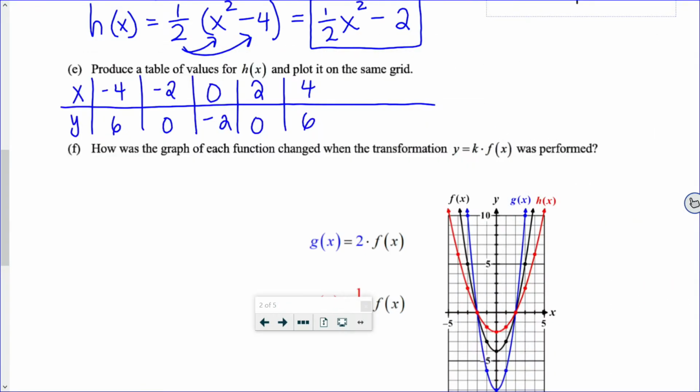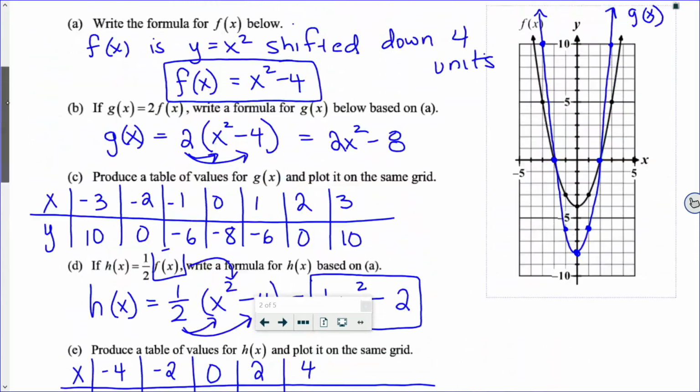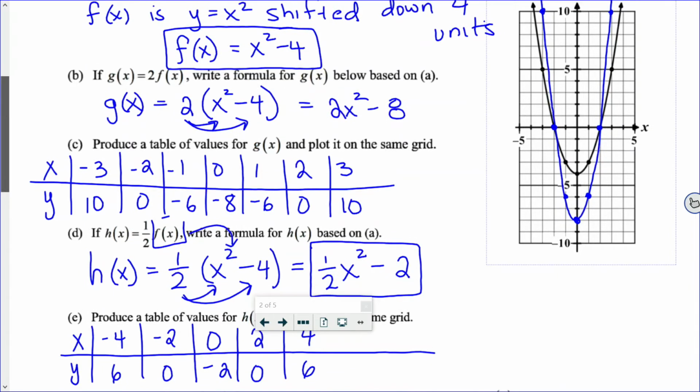Now I'll just put this away, go back up, and plot them. Whoops. I'm not going to be able to keep this on the screen. We'll give it our best shot. Here we go. -4, 6 right here. -2, 0 right here. 0, -2 here. 2, 0. And 4, 6. And this now becomes our h of x.